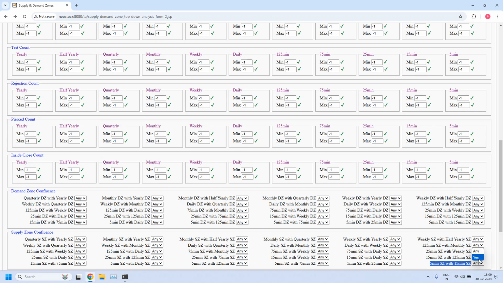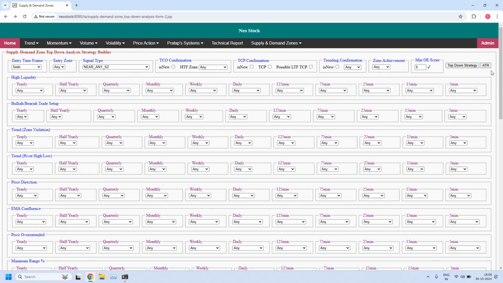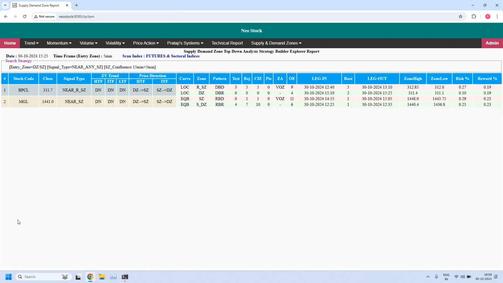I'm enabling the filter. We got 2 stocks. Only these 2 supply zones are having ITF confluence. That means 5 minute supply zones are part of the 15 minute supply zone. So this is about stocks near demand and supply zone.